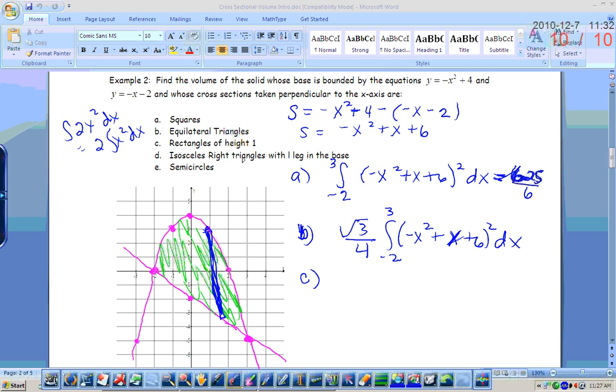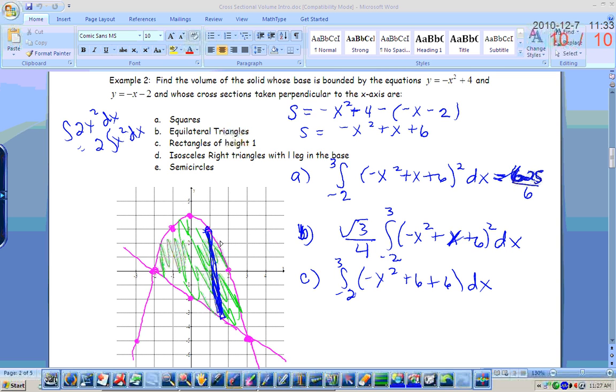Okay, C, rectangles of height 1. What would the formula for a rectangle that has a length of s and a height of 1 be? Just s, right. So C is just the integral from negative 2 to 3 of negative x squared plus x plus 6. Well, the length of your rectangle is going to be the length of this rectangle right here. Yes. Right. Okay, very good.